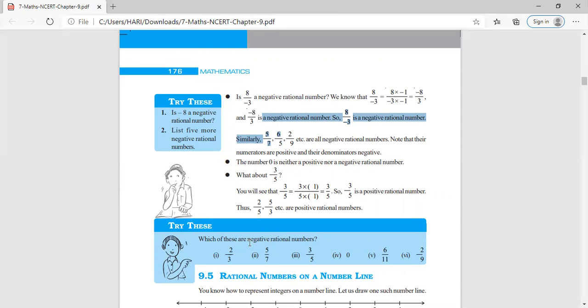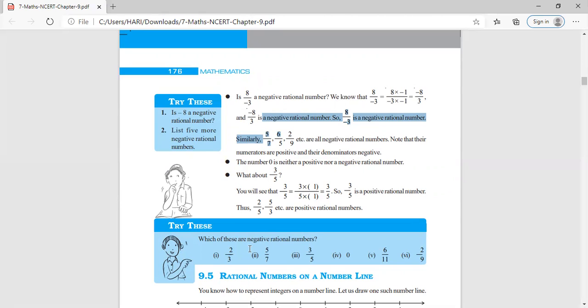Which of these are negative rational numbers? The first one is minus 2 by 3. In minus 2 by 3, one part of the rational number is negative. The numerator is negative. So it is an example of a negative rational number. Listen here, the minus sign is there in the numerator in the textbook. So it is a negative rational number.